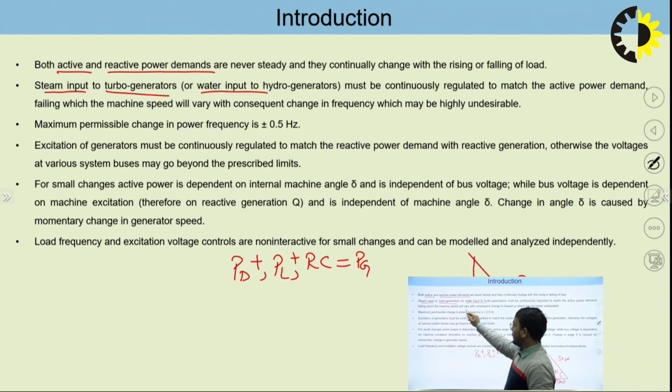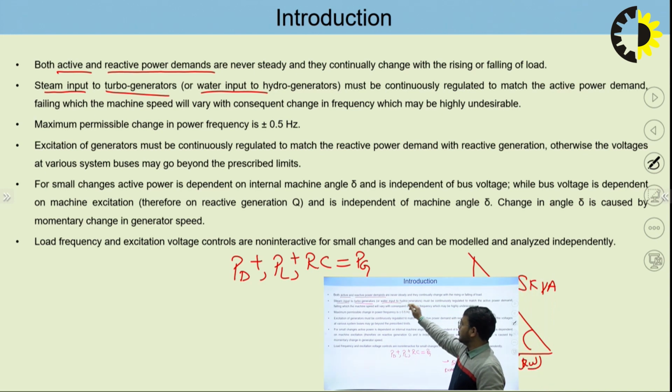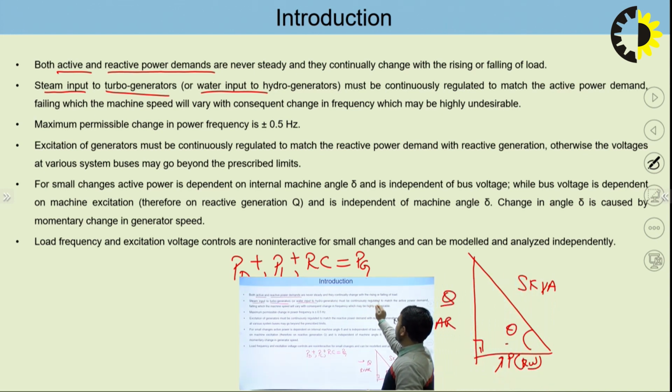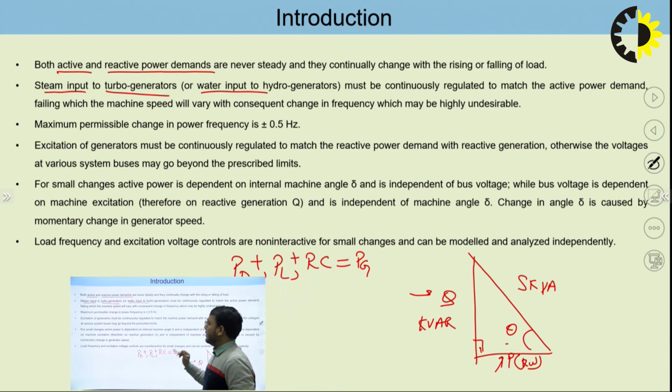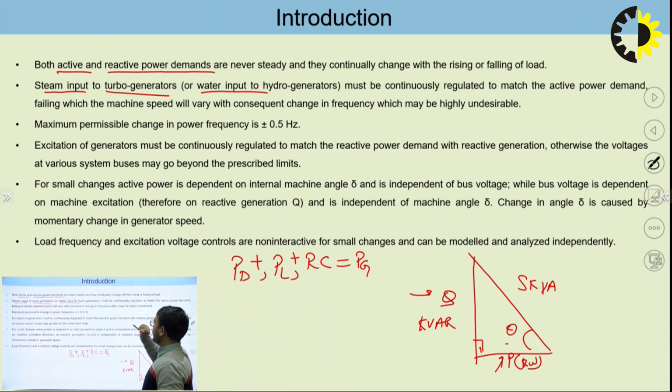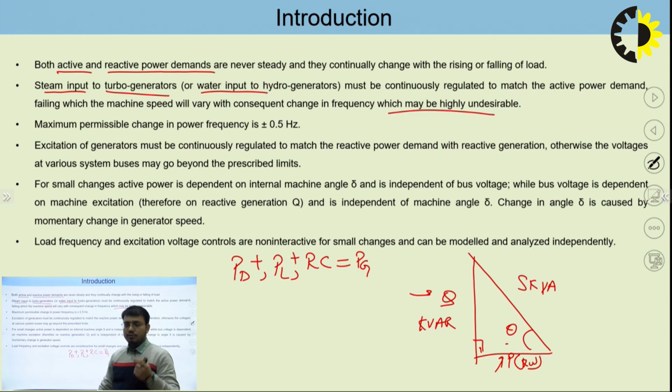Steam input to the turbo generators and water input to the hydro generators must be continuously regulated to match the active power demand, failing which the machine speed will vary with consequent changes in the frequency, which may be highly undesirable. I will give an example of the 2014 grid failure. It was in 2014 or 2013. So you must be knowing about the northern grid, northern region or eastern region, which was completely under blackout, and that blackout was the consequence of frequency disturbance, right?